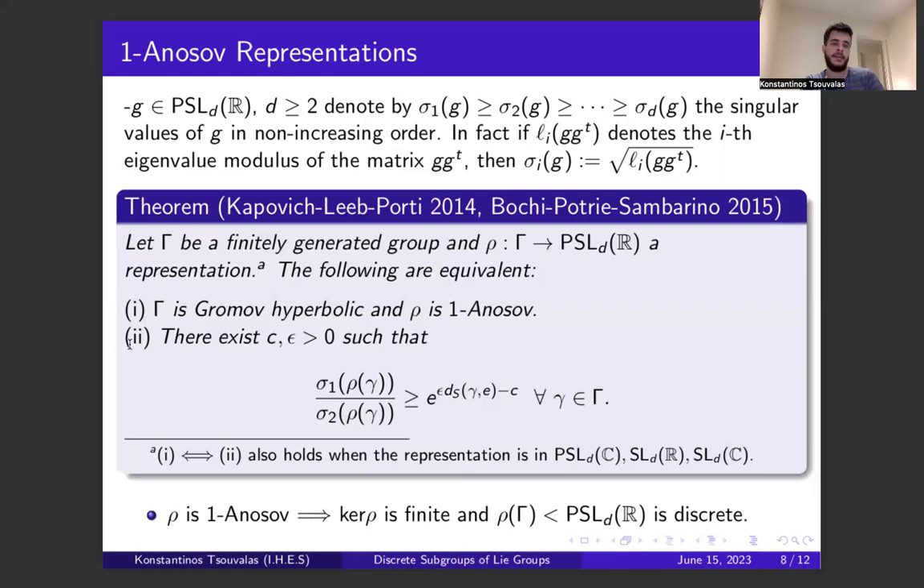So in fact, the second condition here implies itself for a representation that the domain group is Gromov hyperbolic and the representation is one Anosov. And automatically you can see that if the representation is one Anosov, then its kernel is finite and its image is a discrete subgroup of PSL_d(R). So in fact, if the group is torsion free, so it does not have finite order elements, then the representation is discrete and faithful.